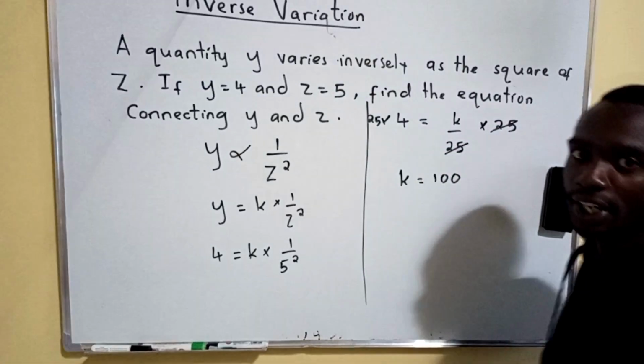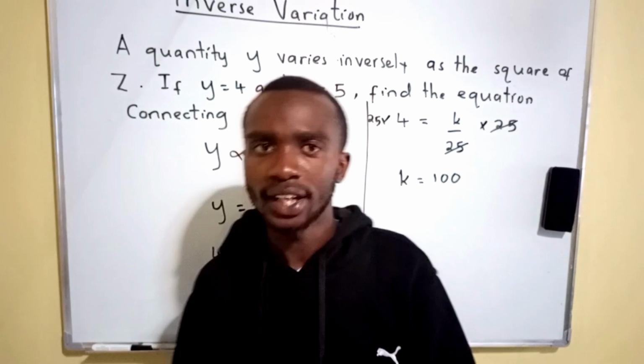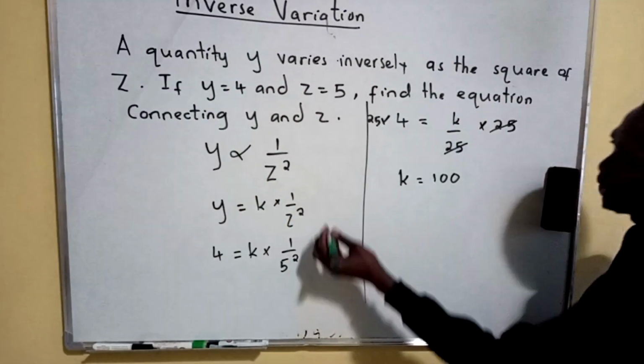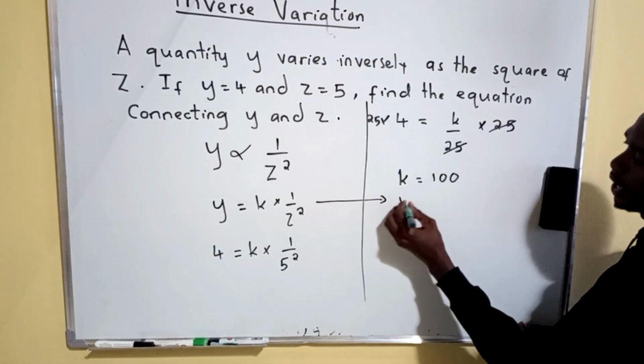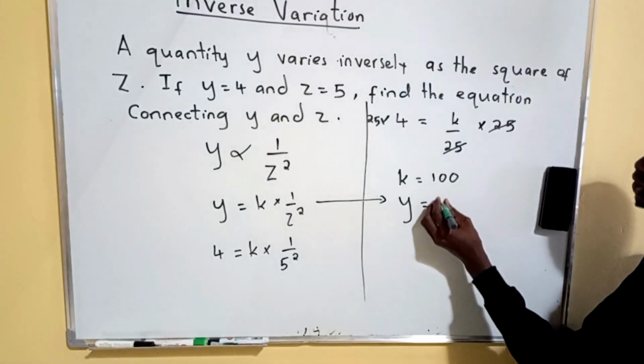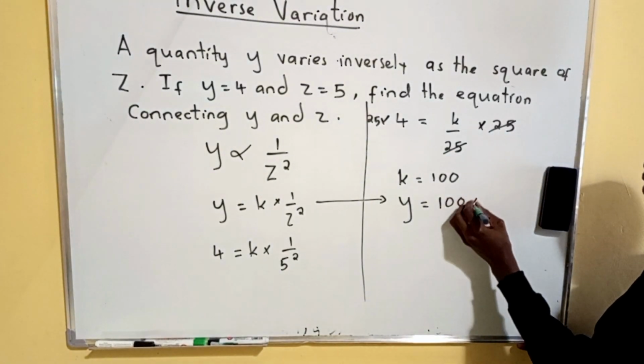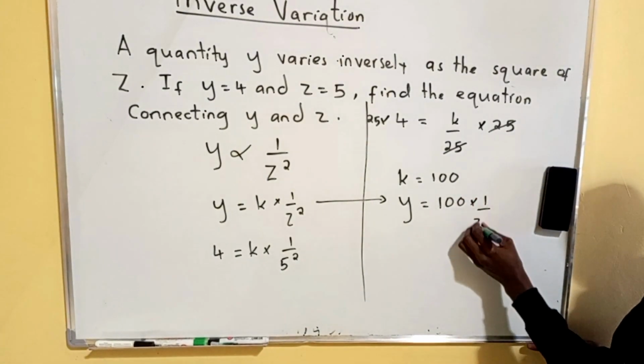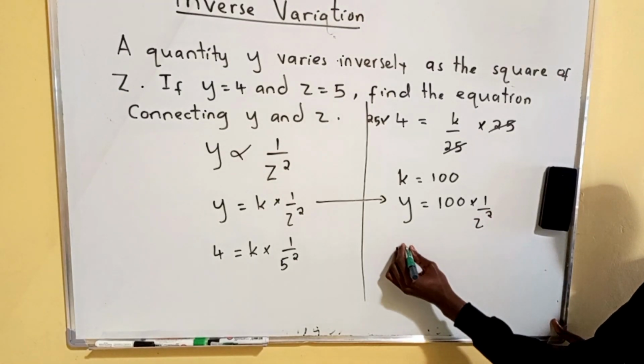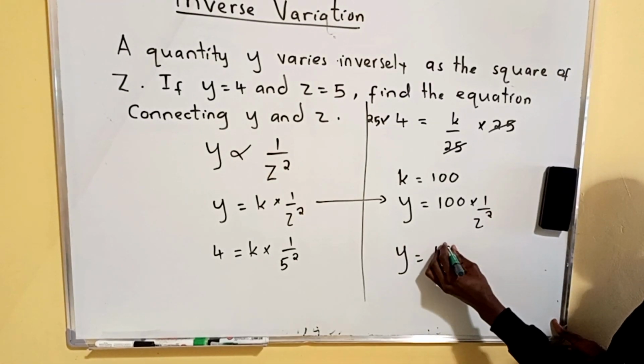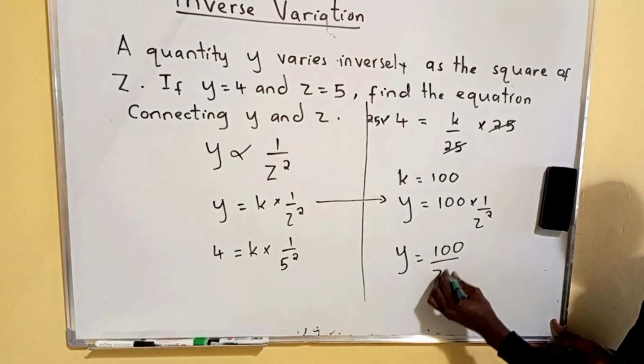So the equation connecting the two variables y and z. So the equation is y is equal to k, which is 100, times 1 over z squared. So the equation becomes y is equal to 100 over z squared.